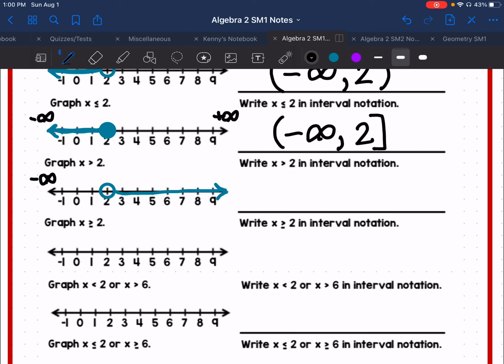Remember, negative infinity is here, positive infinity is there. Let's start at the left. The first thing I see as I read from the left side is this circle right here. So this time I'm starting with 2.